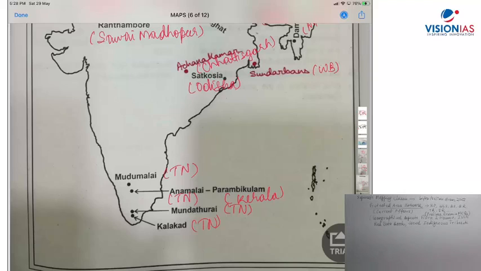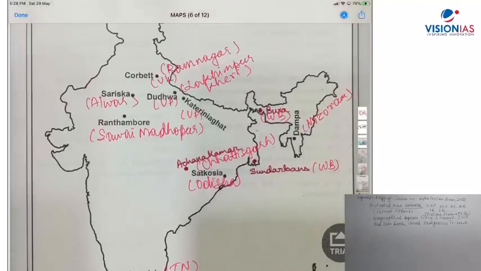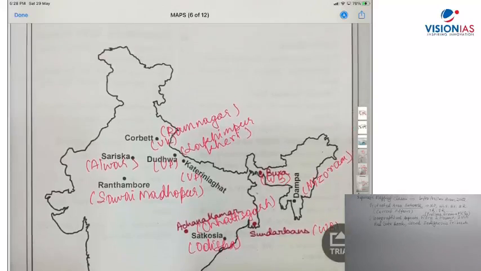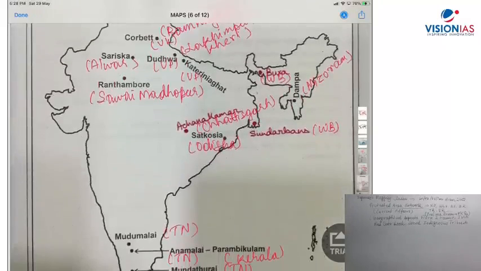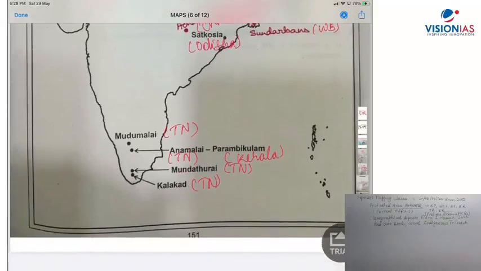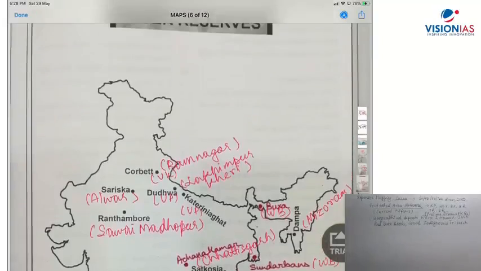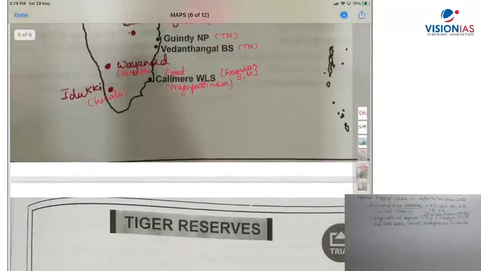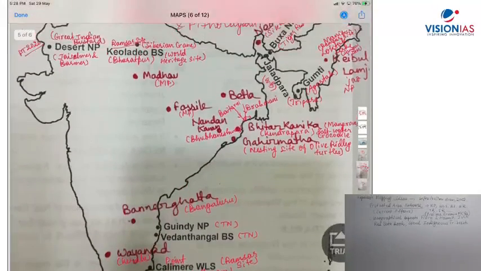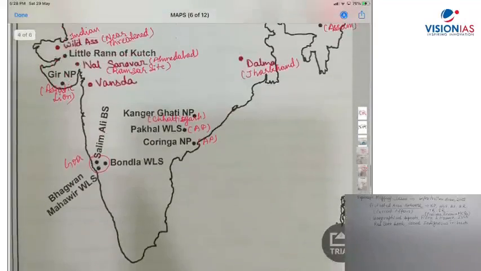So you have to practice such tiger reserves. When you read the newspaper, you have to mark them on the map and try to know which are the tiger reserves, which are the elephant reserves, which are the national parks in India. I have already given you the map part of it.